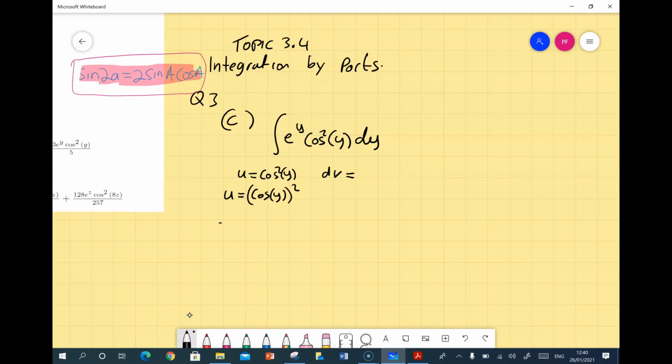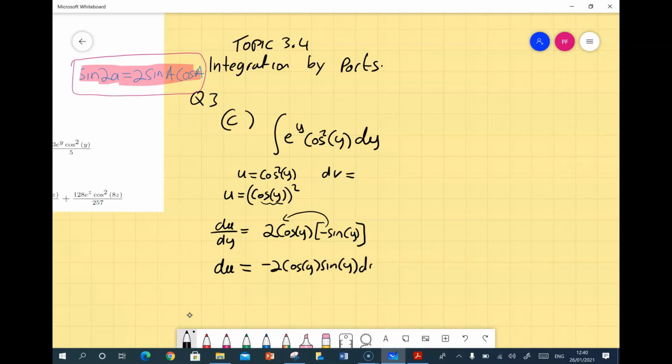Now we differentiate that, du dy, so it's a chain rule. The 2 comes down in front to multiply, so it's 2 cos of y, but then we also have to differentiate cos of y, which differentiates to minus sine y. Now I'll write that in a neater way. So du, I'm going to bring my minus to the front to make things easier to look at: minus 2 cos y sine y, and then I have my dy.